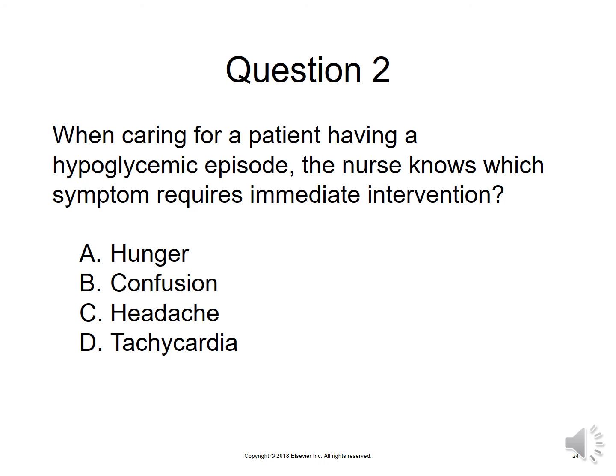When caring for a patient having a hypoglycemic episode, the nurse knows which symptom requires immediate intervention: hunger, confusion, headache, or tachycardia. It's B, confusion. Glucose is necessary for the brain function. The brain likes glucose best. So confusion is a marker of severe hypoglycemia, and that requires immediate intervention. Irritability, anxiety, hunger, tachycardia, headaches, sweating, and seizures are also signs of hypoglycemia.